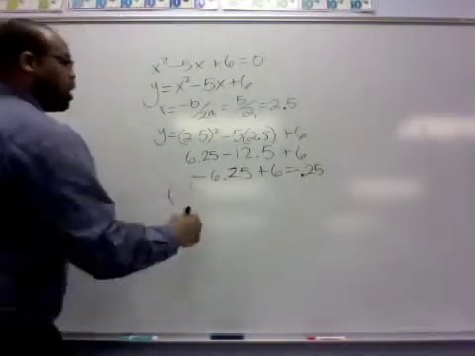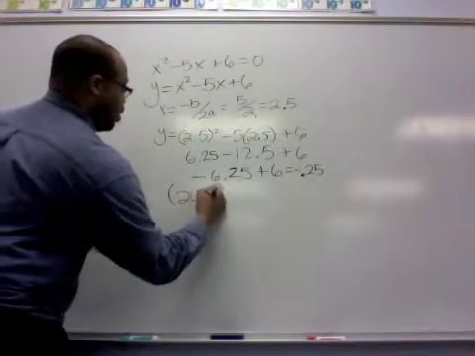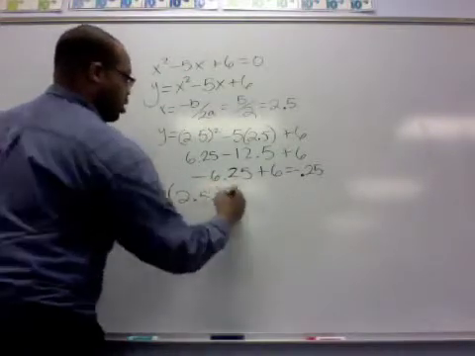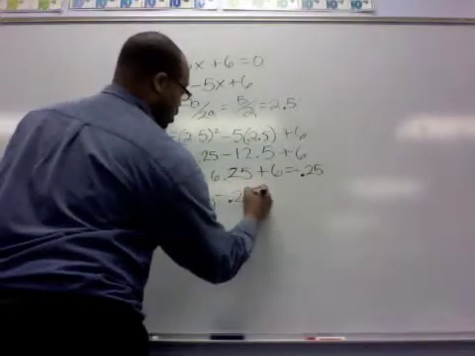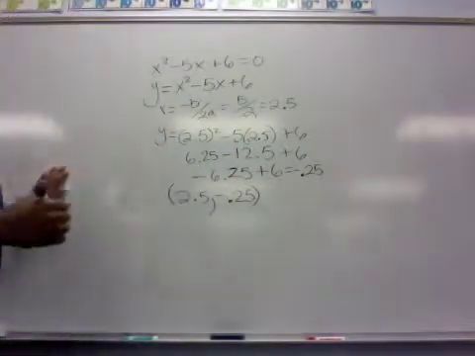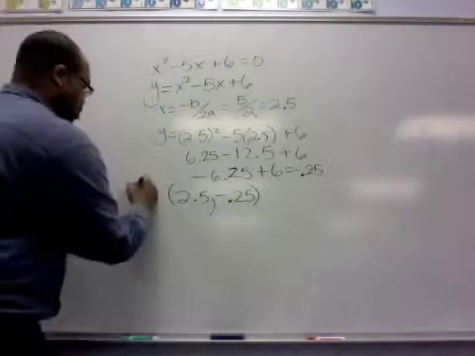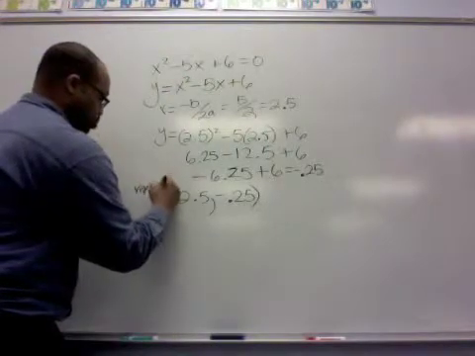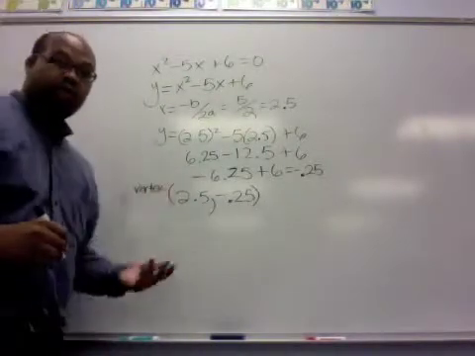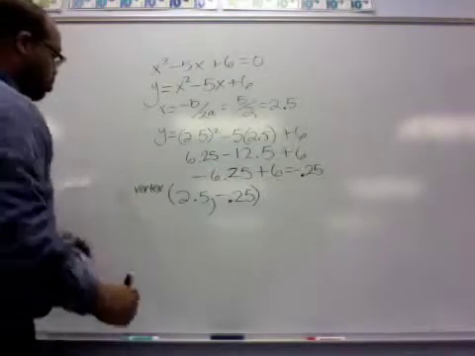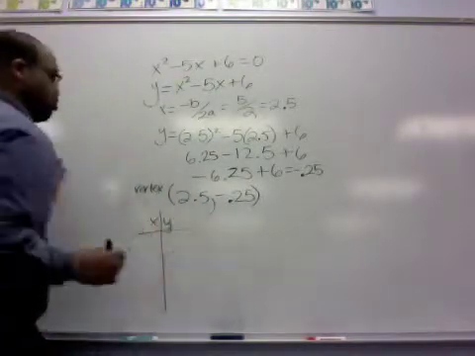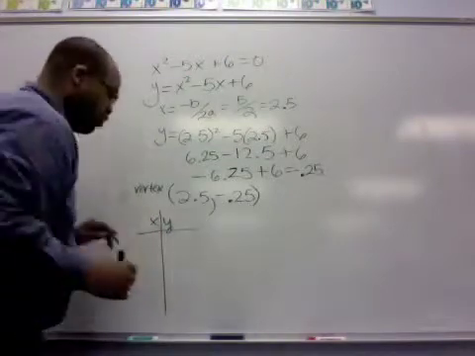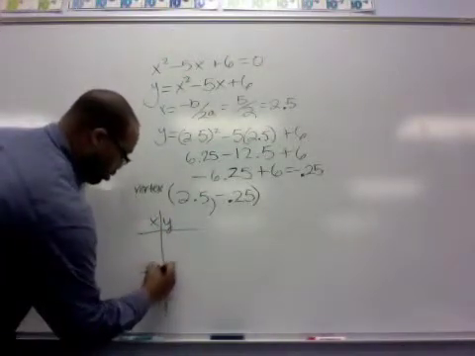Now we have our y value. So we have our x and y value. Our x value is 2.5. Our y value is a negative 25 hundredths. Good. This is our vertex. After we have our vertex, we'll form our table. In the middle of our table, we want to put the vertex.